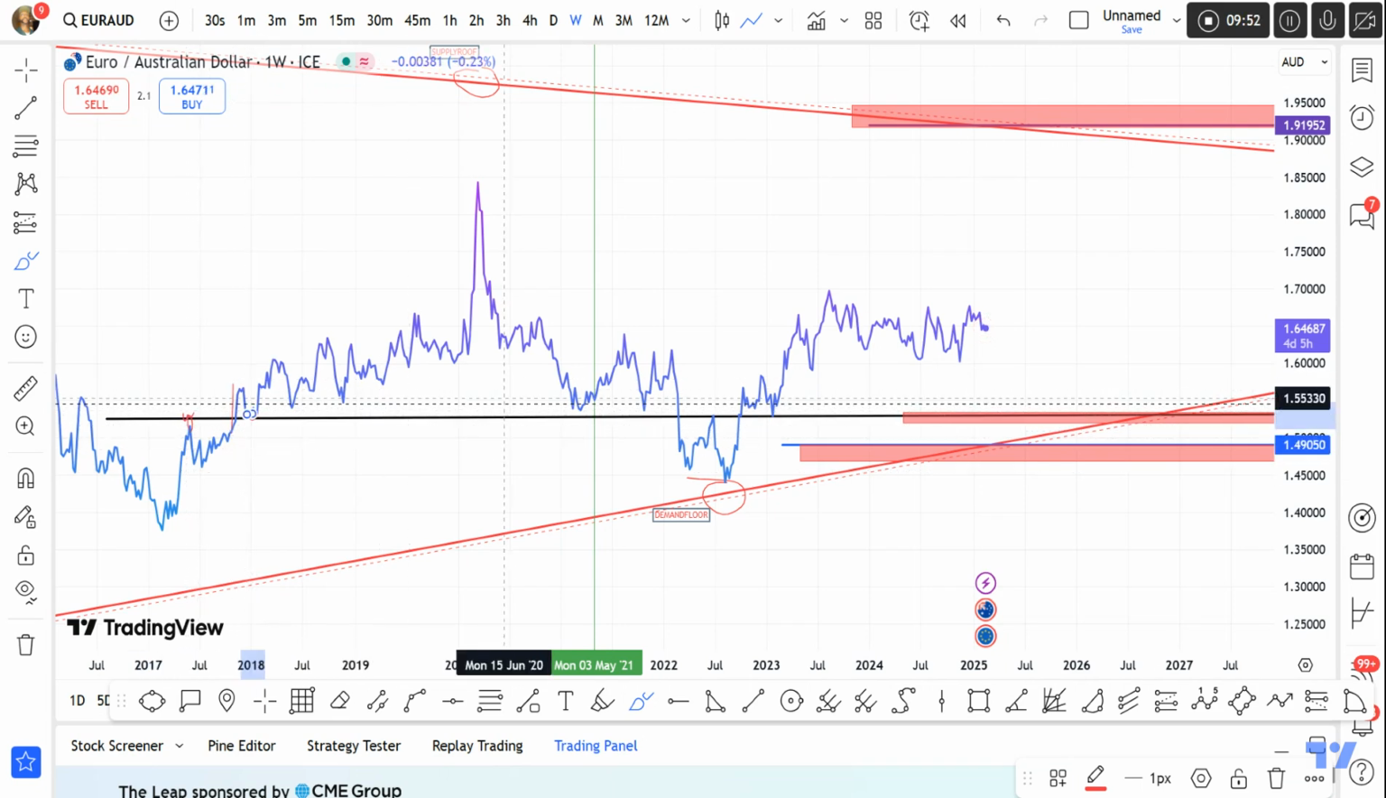Price returns here on demand, again and again. Break of a demand floor. Supply roof retest. What do I say? A broken demand floor becomes a supply roof.